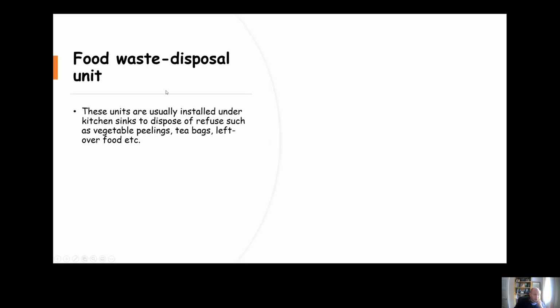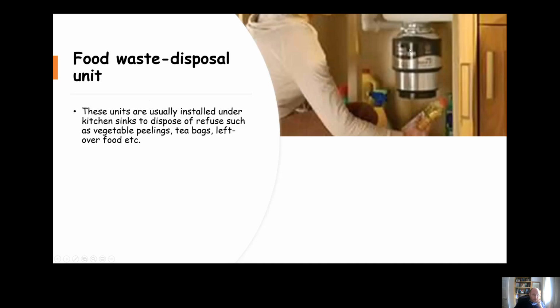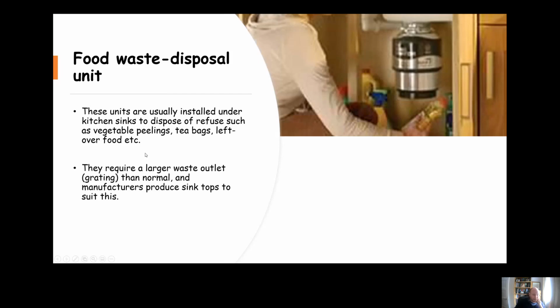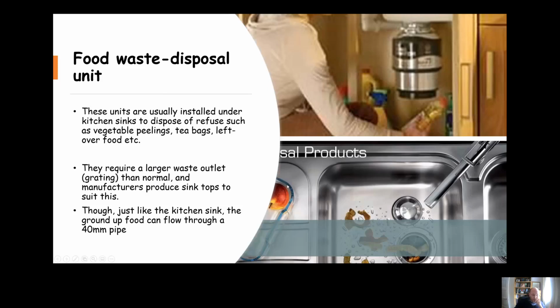Look now very briefly at food waste disposal units. They're normally fitted under kitchen sinks. Sometimes people might call them an incinerator. That's a brand name. And what they do is they basically blend up any refuse, like any vegetable peelings, tea bags, etc. And you can then pump that into the drainage pipe, essentially. They need a slightly bigger grating than normal, and some manufacturers will produce sink tops to suit this. Okay, and they would be connected to a 40mm pipe, just like the kitchen sink, essentially.